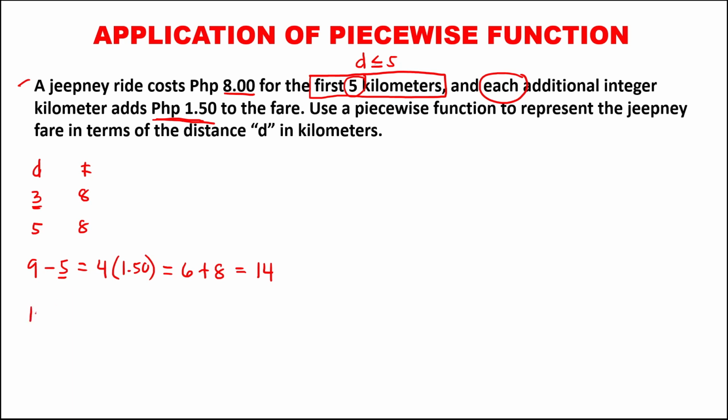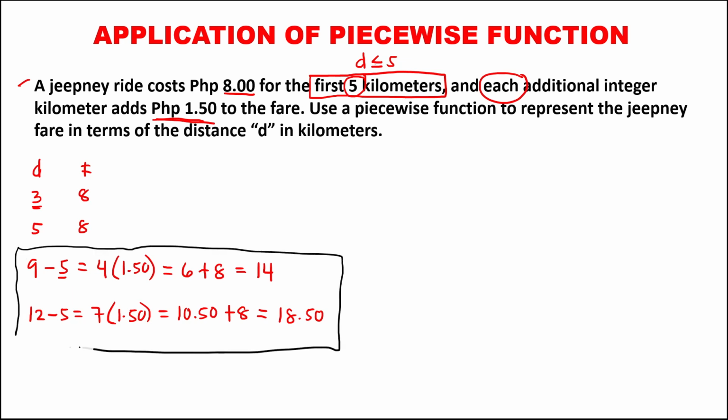Then if the distance traveled is 12 kilometers, we need to compute the number of kilometers after the first 5 kilometers. So 12 minus 5, this is 7. Then times the rate, that's 1.50. So this is equal to 10.50, then plus 8 pesos for the first 5 kilometers. So the total fare for these 12 kilometers is 18.50. Then this time, we need to create a formula from this equation.